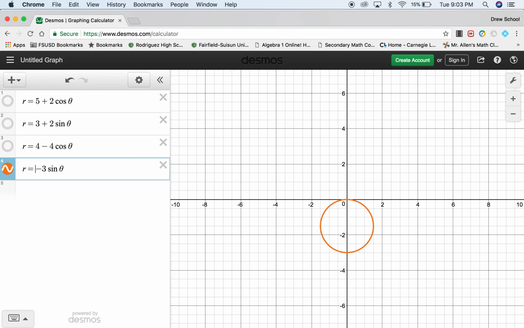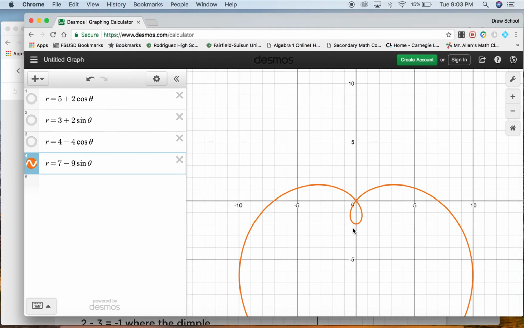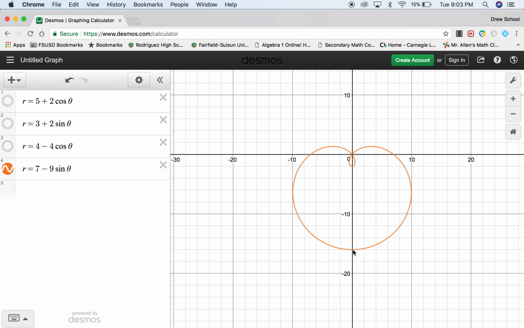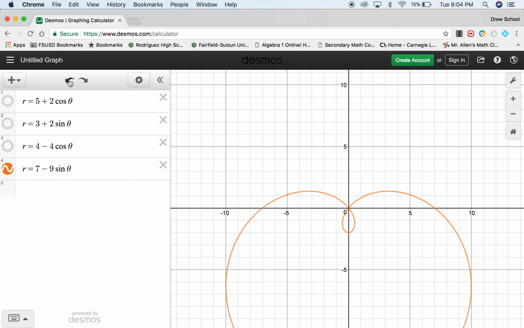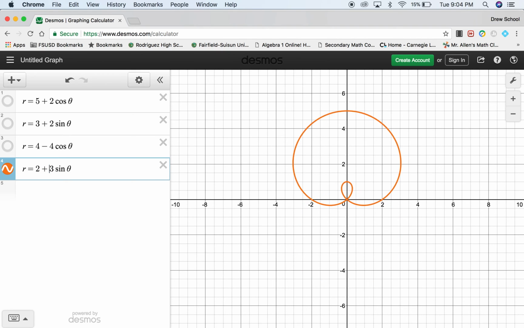If we change this to be 7 and 9, 9 minus 7 is 2, so you can see the inner loop is at 2. And 9 plus 7 is 16, so our bigger half would intersect at 16. But if we change it back to the original, there we go. If it was plus, our inner loop would be positive and the majority of the graph would be in the positive. And if it were cosine, then it would be symmetrical over the x-axis.